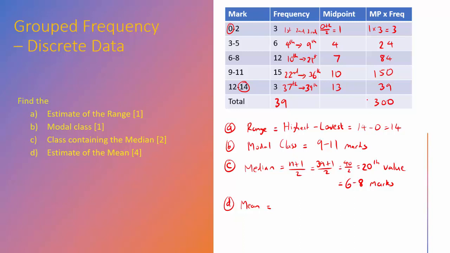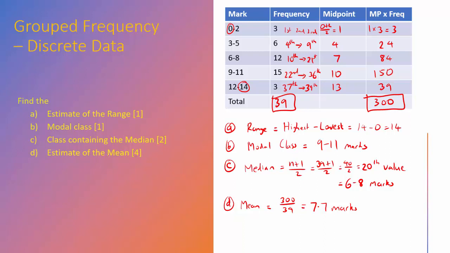So to find the mean, all we do is we divide this number by this number. 300 divided by 39. And that gives me, to one decimal place, 7.7. 7.7 marks. Okay, so I'll leave it as 7.7. You could round that to 8 marks if you want, but I'm going to leave it as 7.7 marks here.